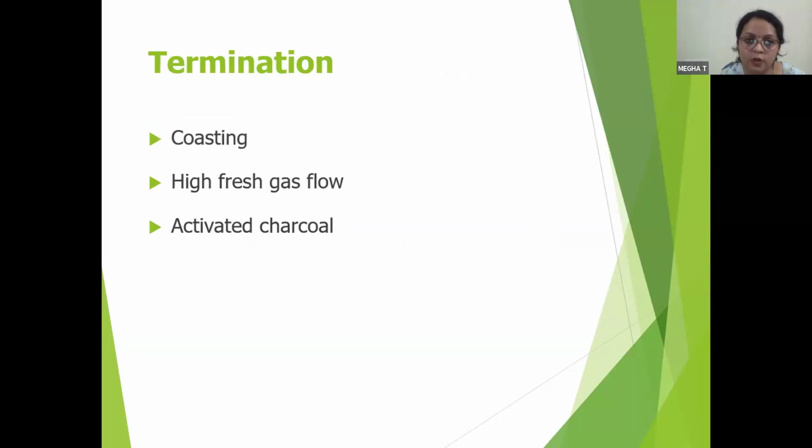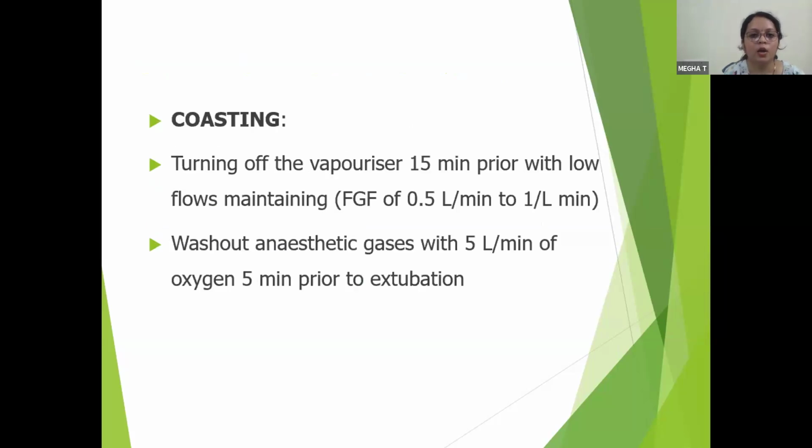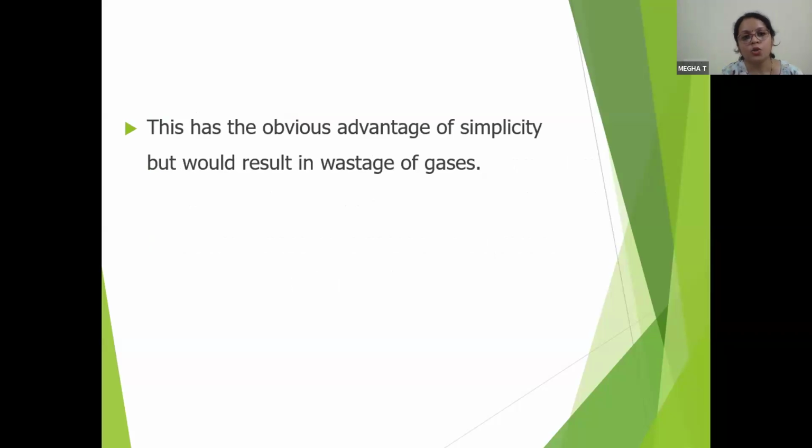So for termination of low flow anesthesia, there are 3 things that are mentioned: coasting, high fresh gas flow, and activated charcoal. Coasting is nothing but turning off the vaporizer 15 minutes prior. That's with the low flow anesthesia itself. So you can keep the flow, but you cut off the vaporizer 15 minutes prior, like when they start suturing or something. And wash out the anesthetic gases with 5 liters of oxygen just 5 minutes prior to extubation. This has the obvious advantage of simplicity, but would result in wastage of gases.